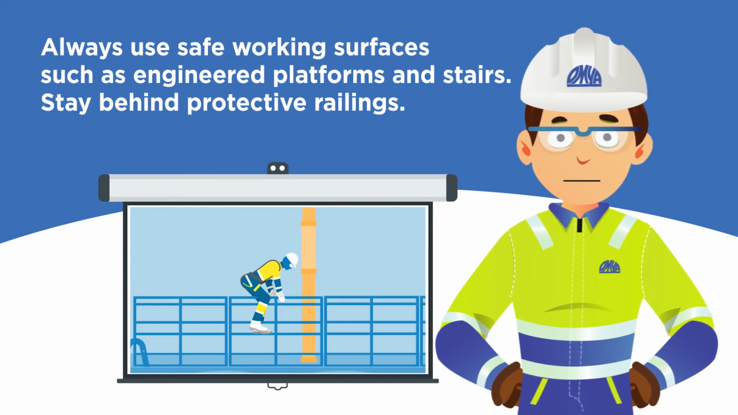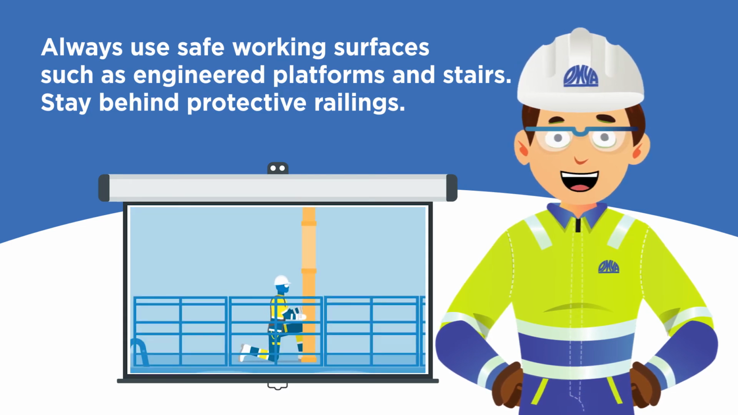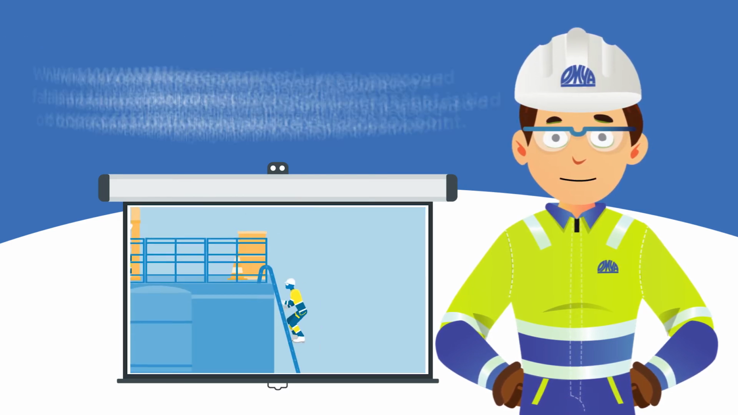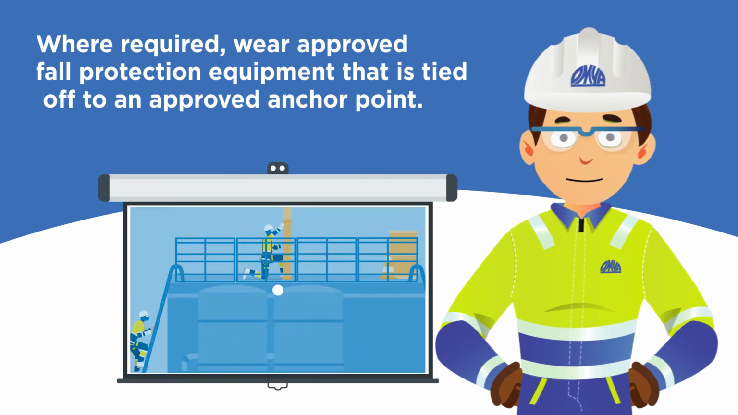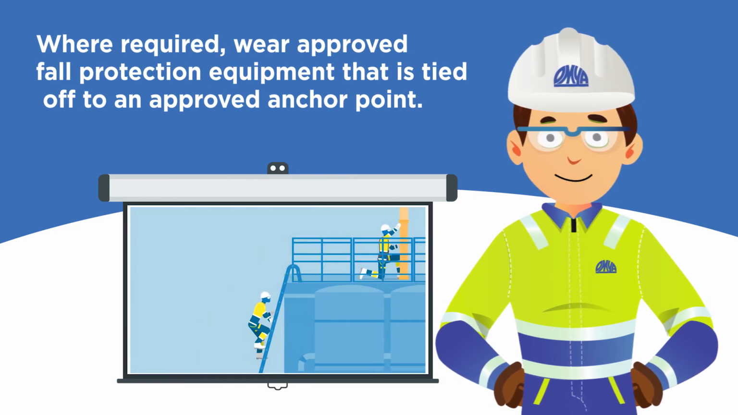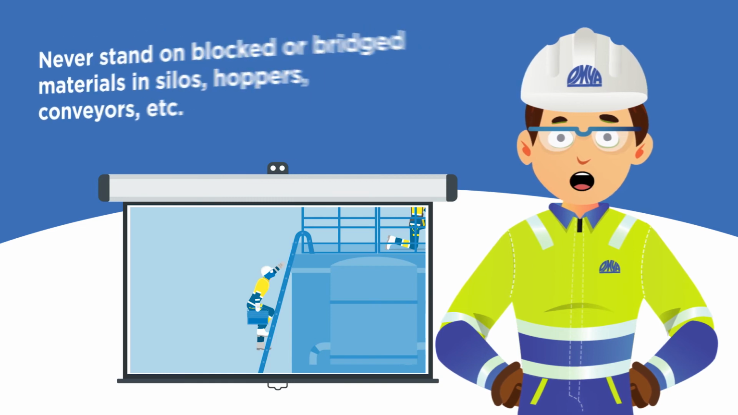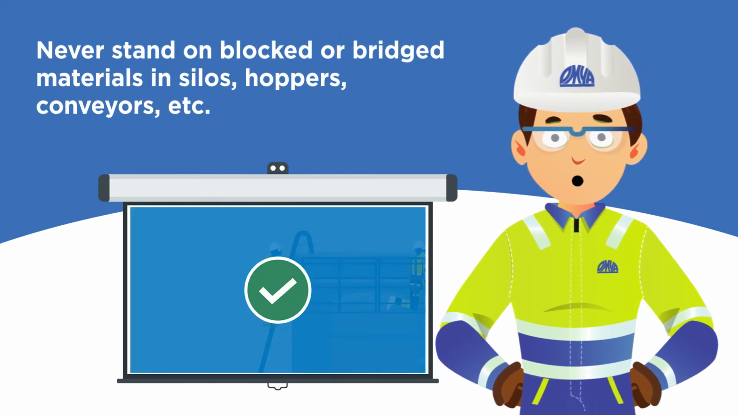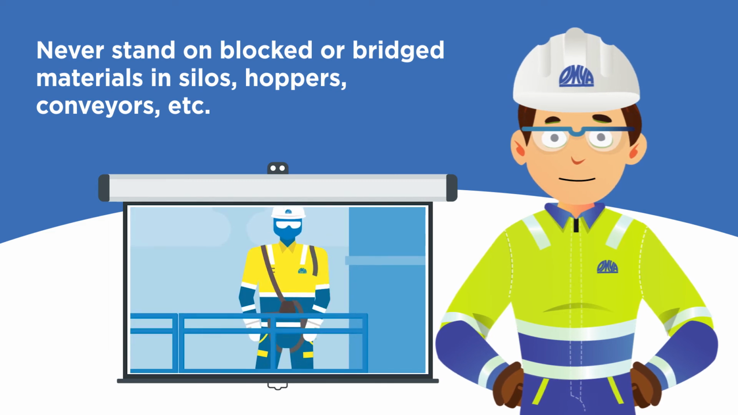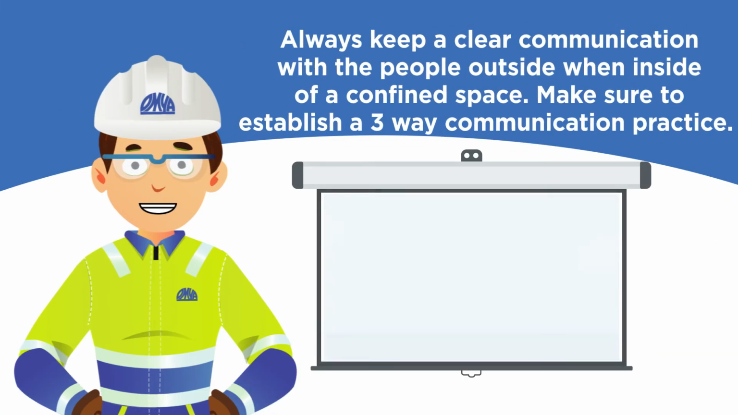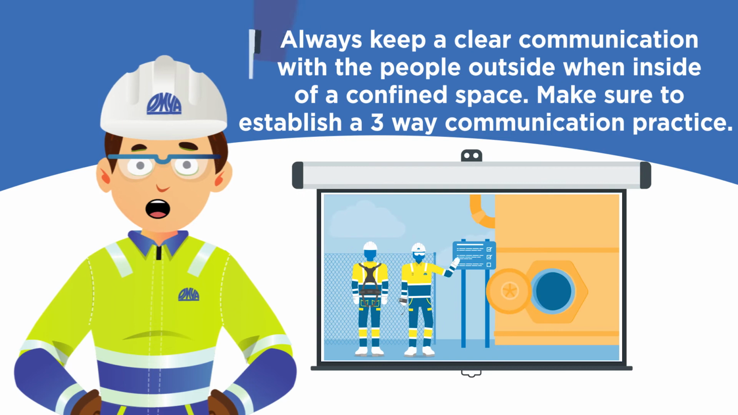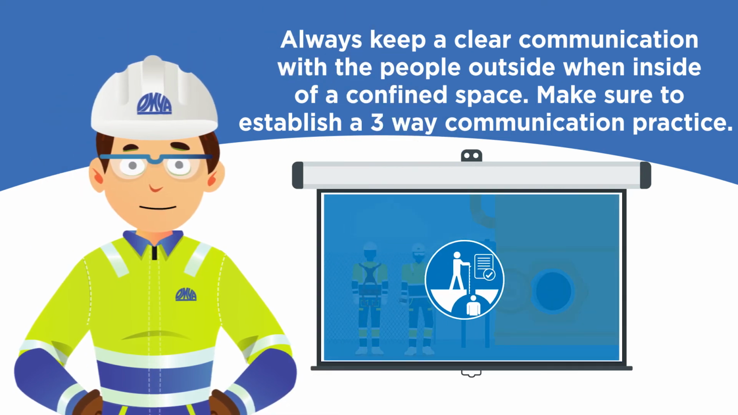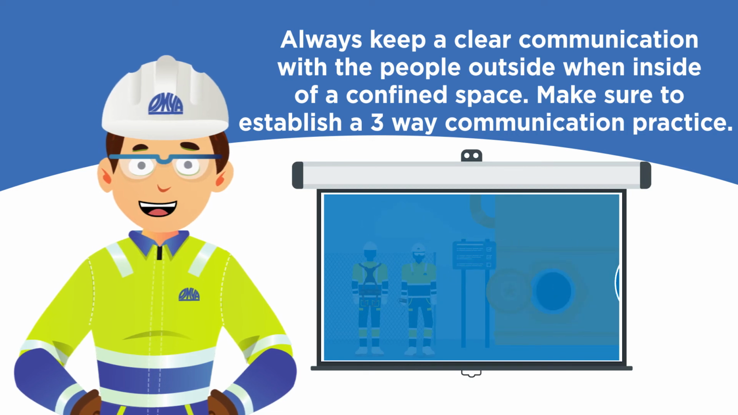Always use safe working surfaces such as engineered platforms and stairs. Stay behind protective railings. Where required, wear approved fall protection equipment that is tied off to an approved anchor point. Never stand on blocked or bridged materials in silos, hoppers, conveyors, etc. Always keep clear communication with the people outside when inside of a confined space. Make sure to establish a three-way communication practice.